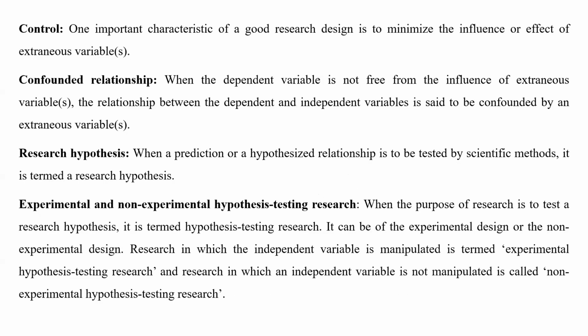Then control. One important characteristic of a good research design is to minimize the influence or effect of extraneous variables. That is what we call control. Then confounded relationship. That means when the dependent variable is not free from the influence of extraneous variables, the relationship between the dependent and independent variable is said to be confounded by an extraneous variable.